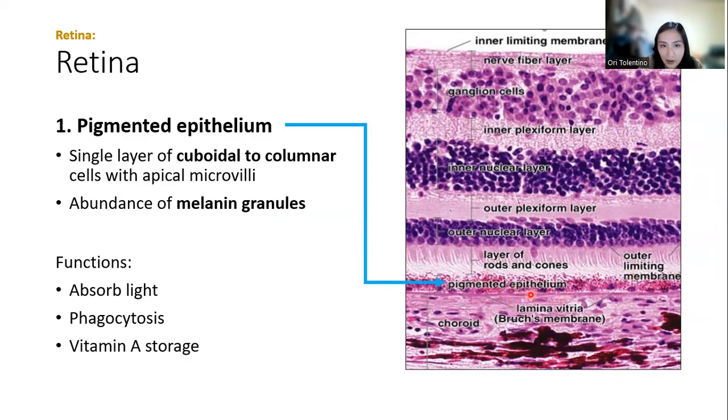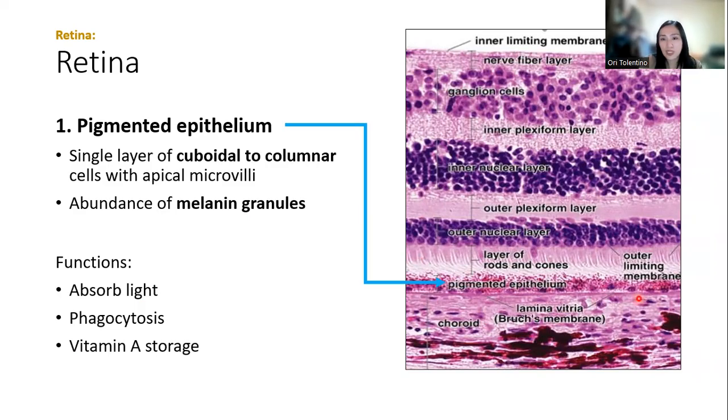Right here is the rare Bruch's membrane, which separates your choroid from your retina. I mentioned you cannot easily see this because it's very thin. You can see right here, that is the Bruch's membrane. It's the glassy membrane separating your choroid and your pigment epithelium. Now back to the pigment epithelium, okay? It is cuboidal to columnar cells with many melanin granules.